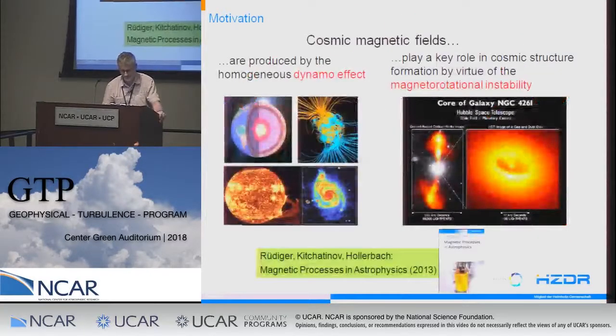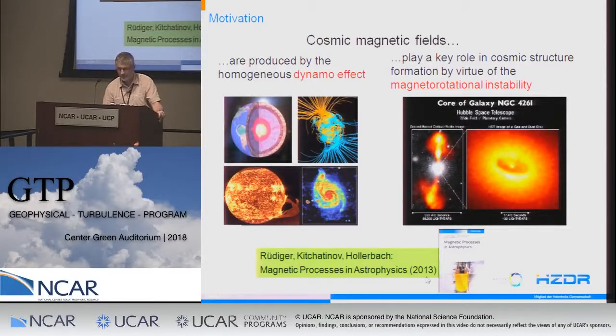So the motivation is, of course, on the dynamo side, we have planetary dynamos, we have stellar dynamos, galactic dynamos. These are produced by the homogeneous dynamo effect. And on the other side, we have heard a lot about the magnetorotational instability, which is extremely important to explain some parts of cosmic structure formation. So here's a recent survey book by Rüdiger, Hollerbach and Kitchatinov, Magnetic Processes in Astrophysics, 2013.